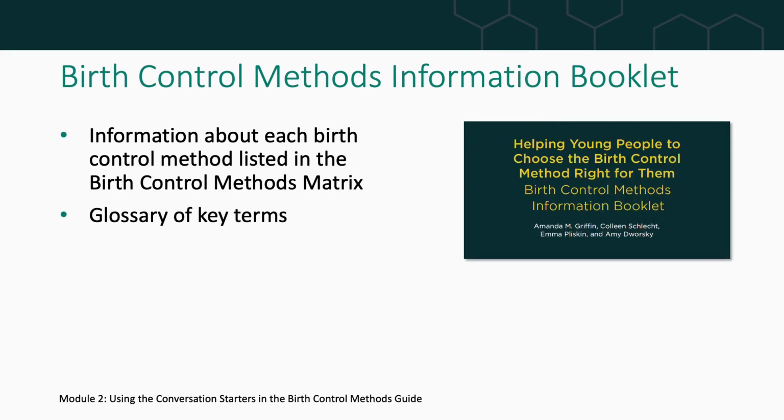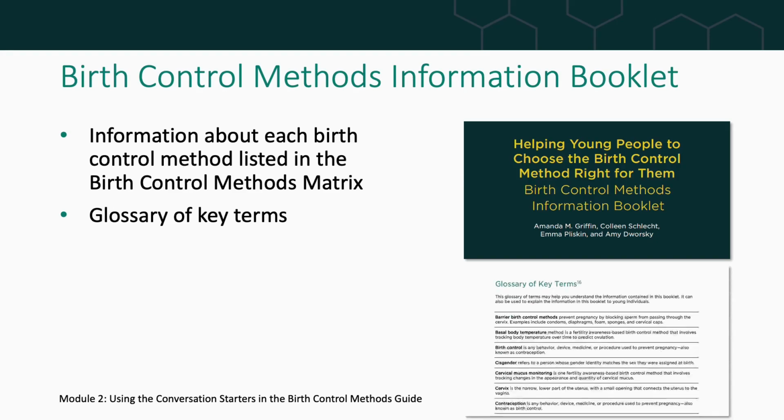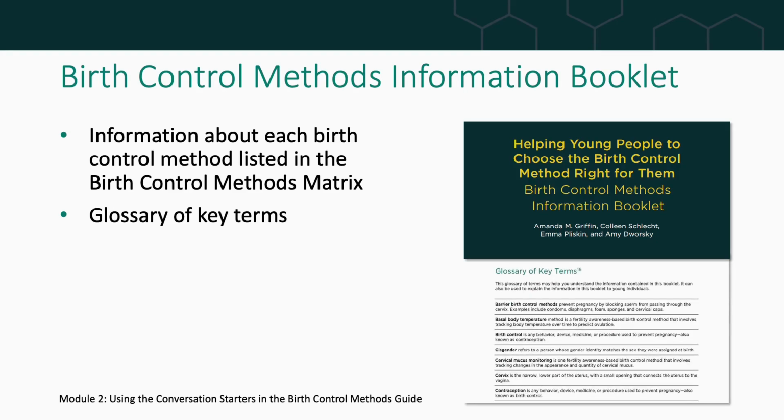The second part of the resource is an information booklet that includes detailed information about the 18 birth control methods featured in the birth control methods matrix. It also includes a glossary of reproductive health terms such as long-acting reversible contraception. Module 4 shows how the booklet can be used.